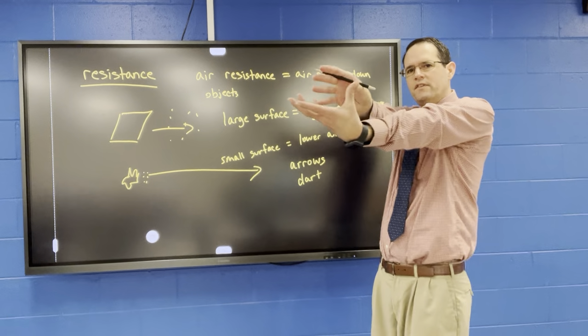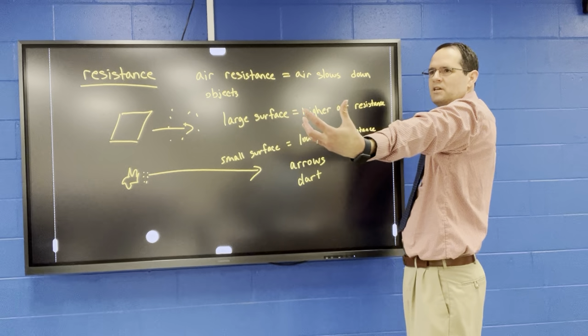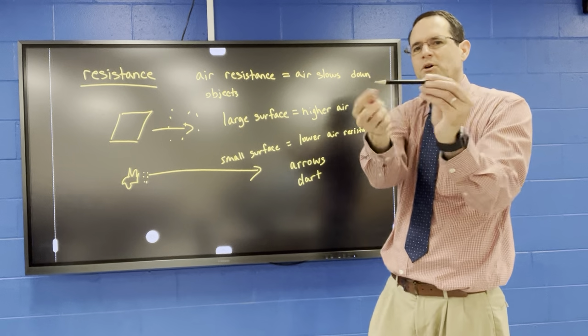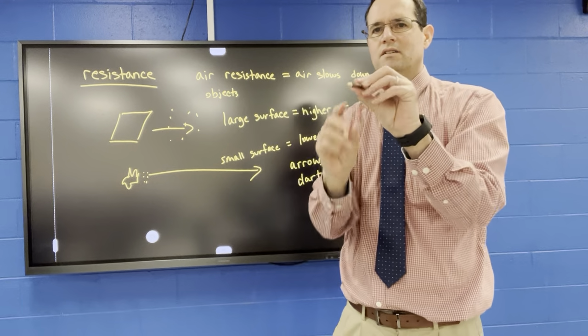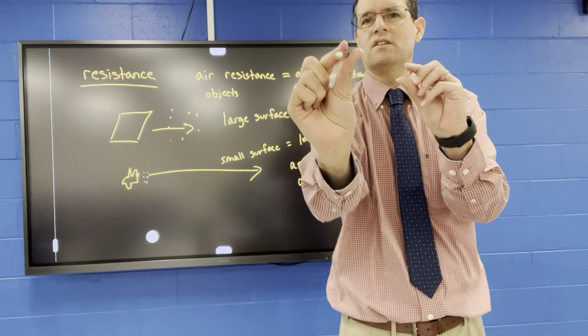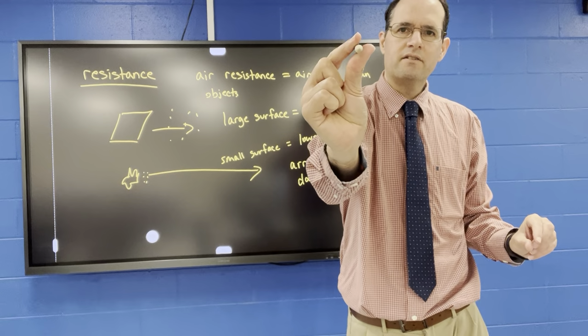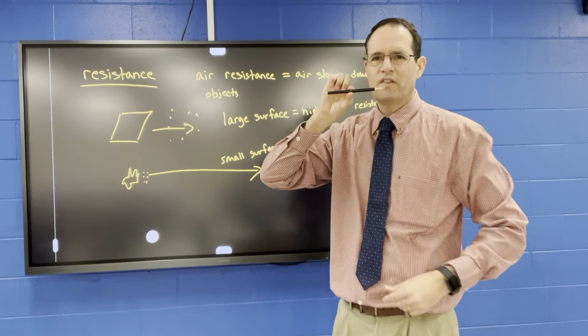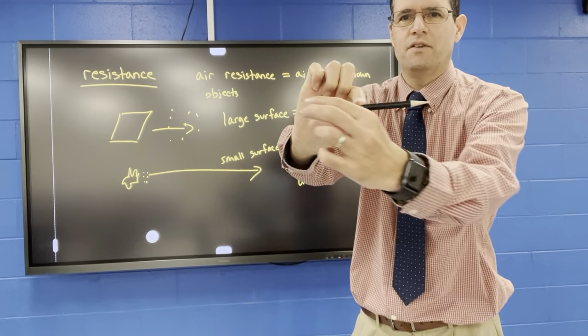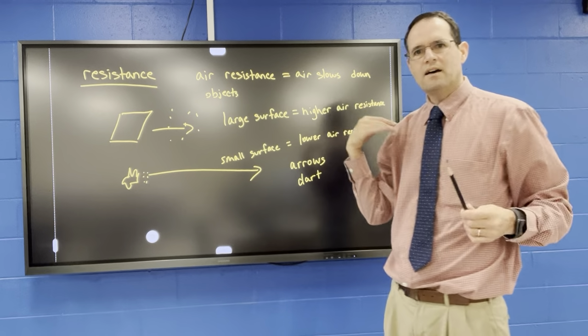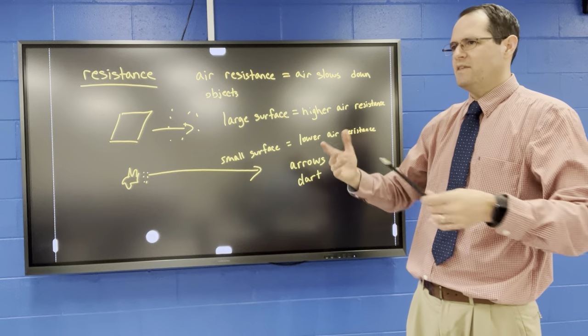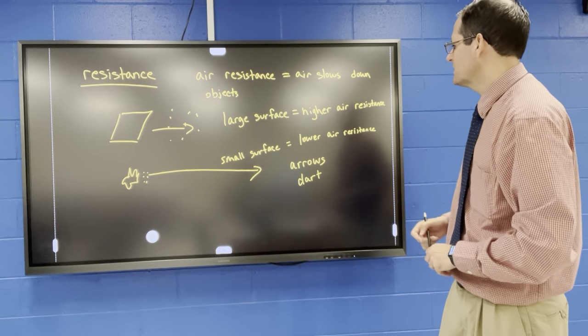Okay. All of their material is kind of behind them, and it exposes just a very small tip towards the front in the direction it's moving, okay? So if a dart goes this direction, it has little air resistance. If a dart goes this direction sideways, you know, there's much more surface. So it's gonna hit a lot more of the molecules that make up the air and slow it down, okay?